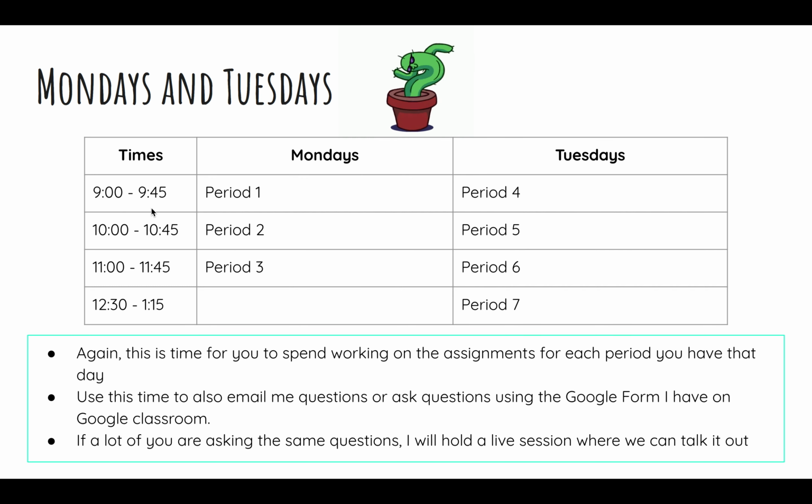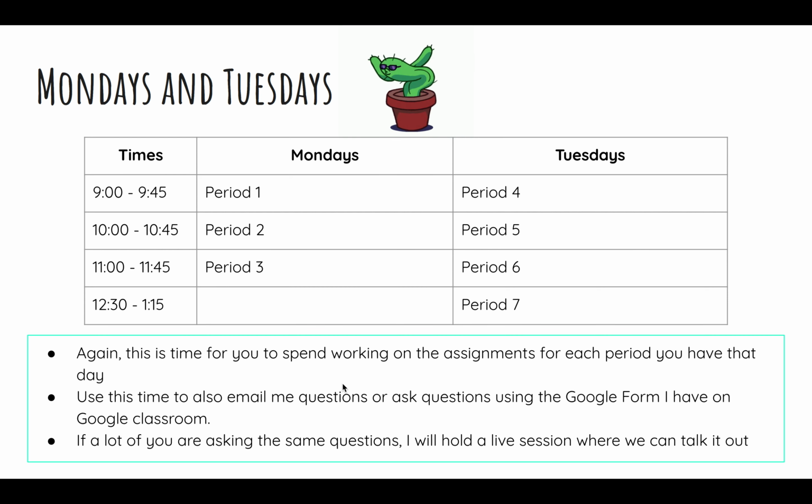So again, 9 to 9:45 on Mondays is period 1, 10 to 10:45 on Mondays is period 2, 11 to 11:45 on Mondays is period 3. 9 to 9:45 on Tuesdays is period 4. 10 to 10:45 on Tuesdays is period 5. 11 to 11:45 on Tuesdays is period 6. And 12:30 to 1:15 on Tuesdays is period 7.